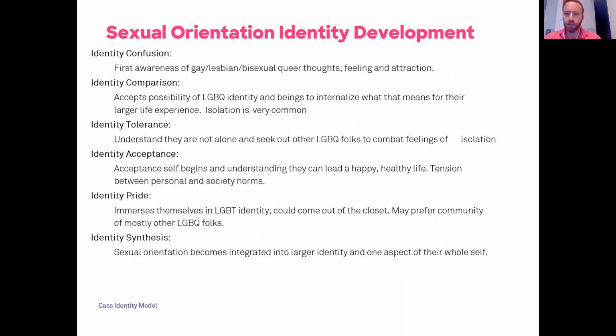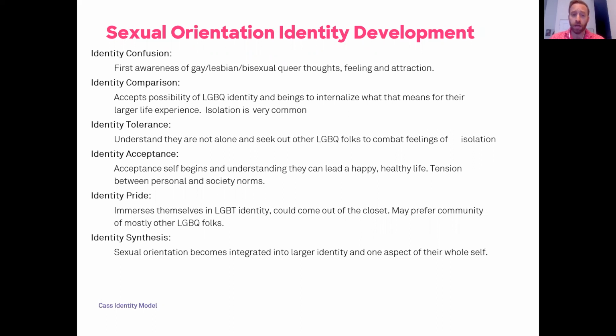So then kind of closing it out with sexual orientation identity development, this is from the CAS identity model. But here are a few different stages that have been identified as young people start to understand what their sexual orientation means, especially for those of us that are identified as part of the LGBTQ community. Right, so identity confusion, that first awareness that you have these feelings, thoughts, and attractions. The comparison stage, you accept the possibility of LGBTQ identity and begin to internalize what that means for the larger life experience.